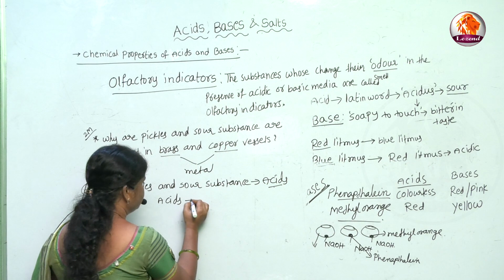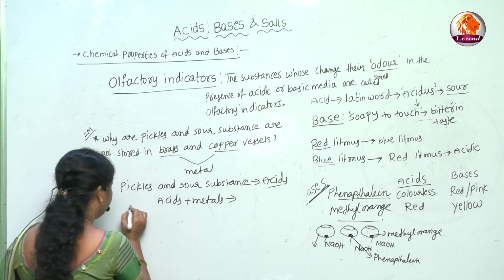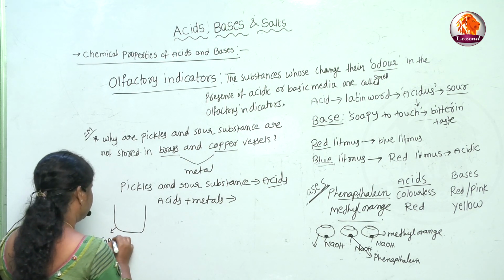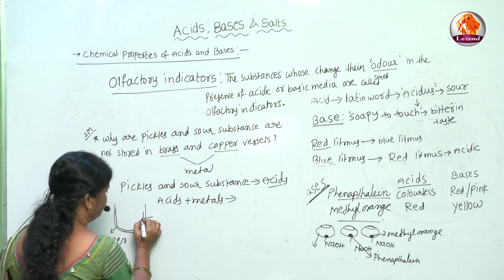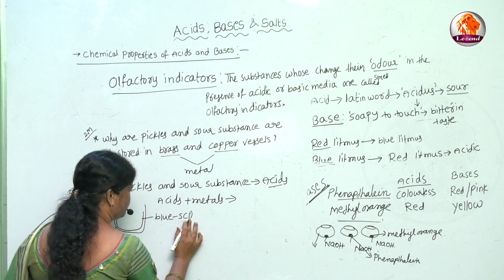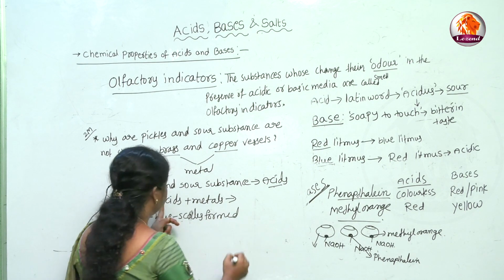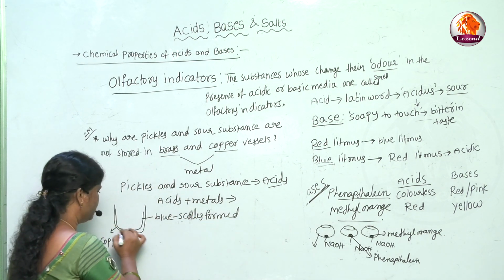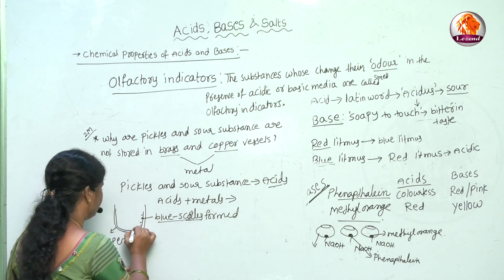So acids react with metals, and on the inner walls of the vessel, like this copper vessel if we consider, blue scales are formed. Scales means like lines. When the acid present in the pickles and sour substances reacts with the copper or brass vessel, it forms blue scales on the inner surface of the vessel.